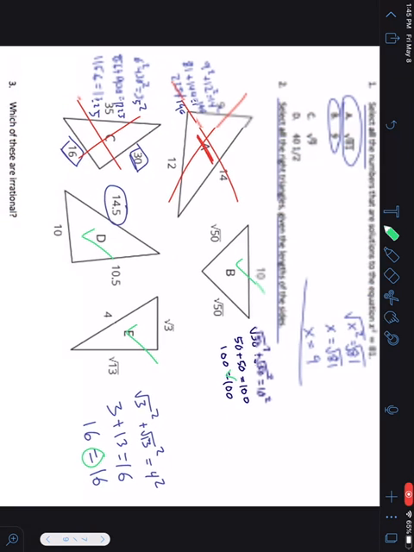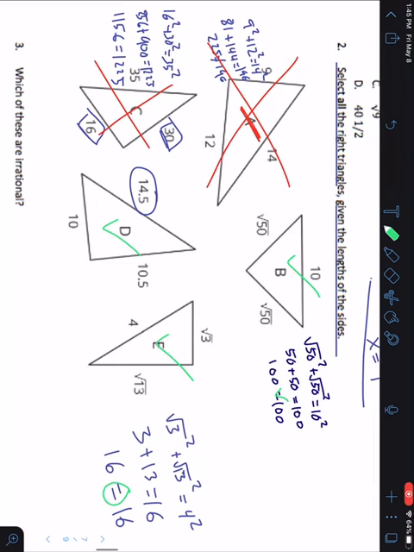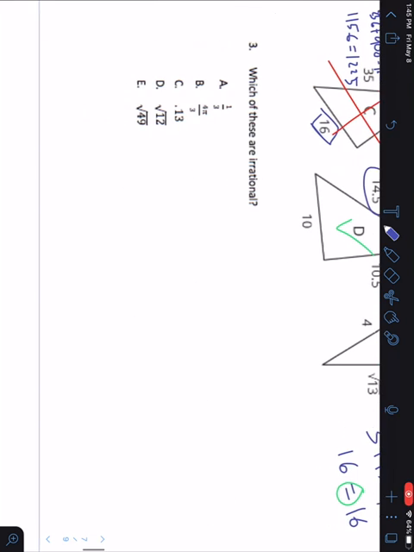Woohoo. So our three answers here, because it does say select all, are going to be, let me get my pen back, D, B, and E. So in order to get full points, you would have to select all of those. If you only select a couple, then you're not going to get full points. Sad day. All right. Let's move on to number 3.